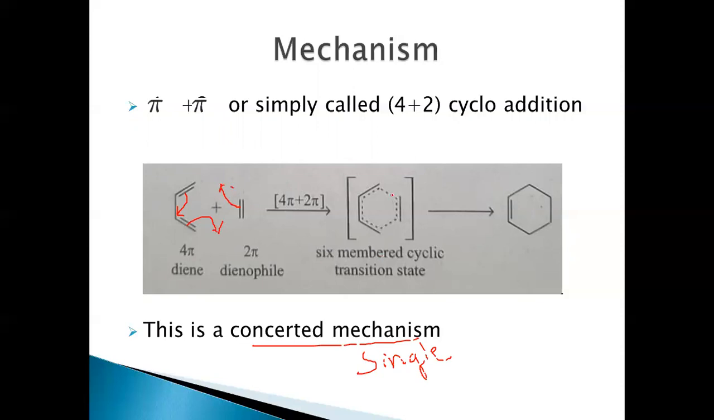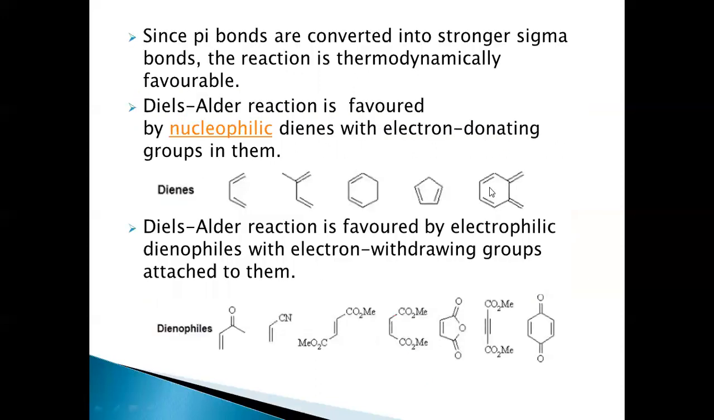Resulting in the formation of this transition state, which is a six-membered cyclic transition state, and resulting in the formation of a six-membered cyclohexane here, which is a cycloaddition product. This is a 4 pi plus 2 pi cycloaddition, or simply it is called the 4+2 cycloaddition mechanism.